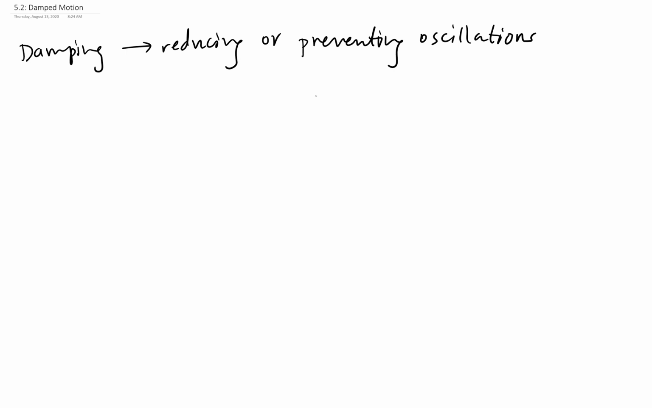Damping has to do with reducing or preventing, let's say, oscillations. That's what damping means, or damping force. Can someone give me an example from a real life situation? So someone is saying friction. Other examples?